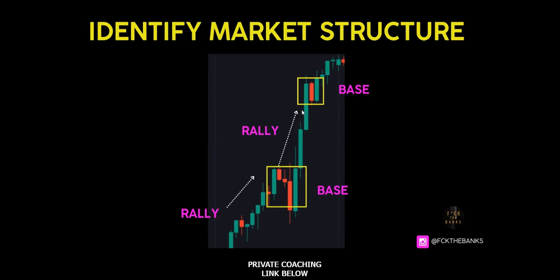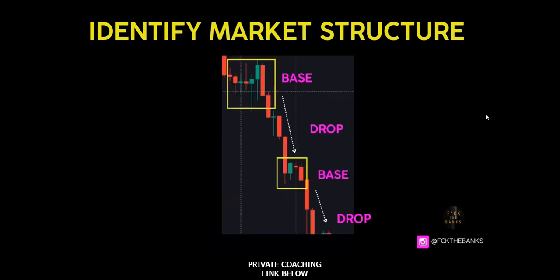Then you have rally, base, another one, and rally. That's as simple as it gets. There's nothing more to it. Price and market, it's the only thing that it's going to do. It's going to either go up, or range, or drop. And this is an example of a base, drop, base, and drop. The market is not going to do anything more.